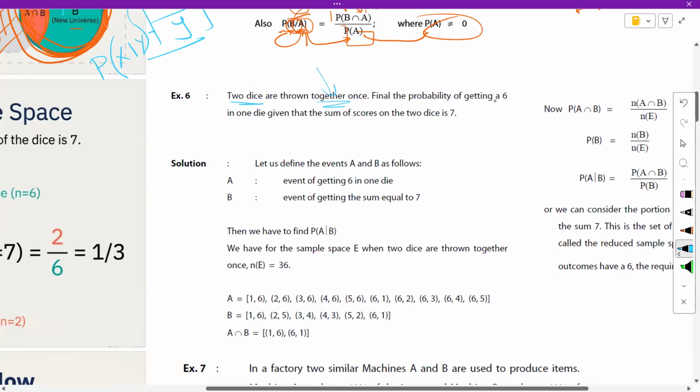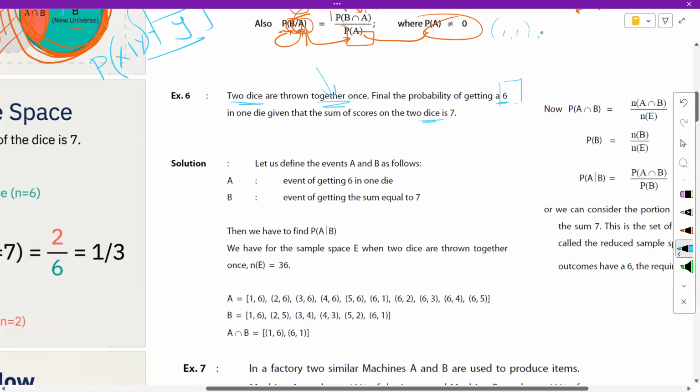Final probability of getting 6 in one die, given that the sum of scores on two dice, right? The dice are thrown 2 times, no? 2 times. Then what are the outcomes we may get?